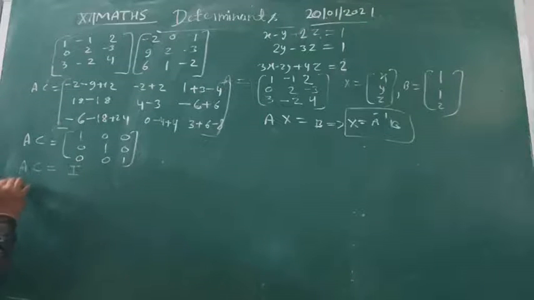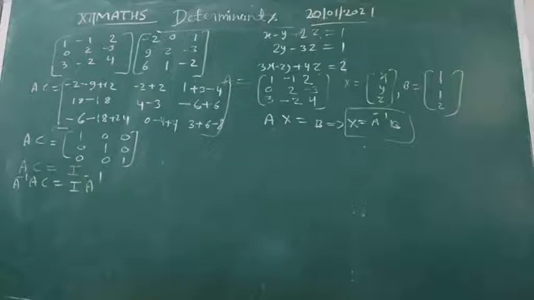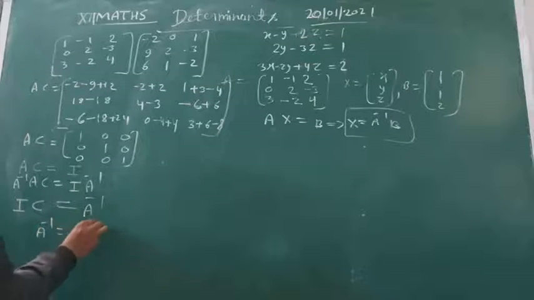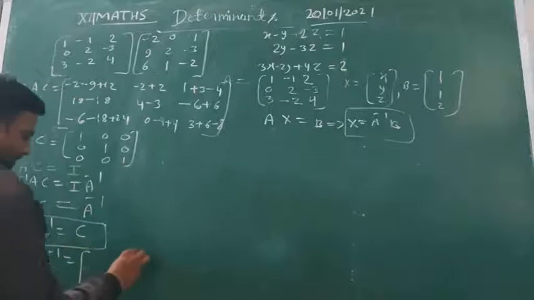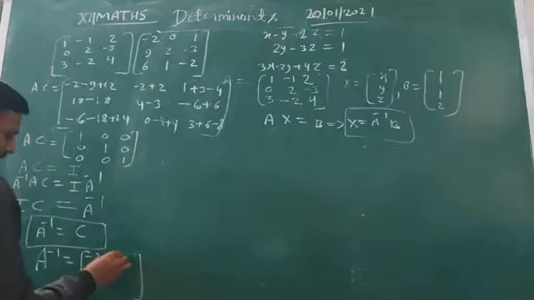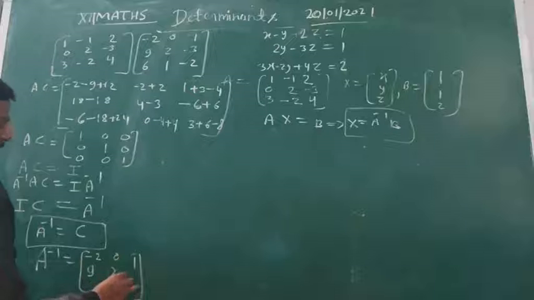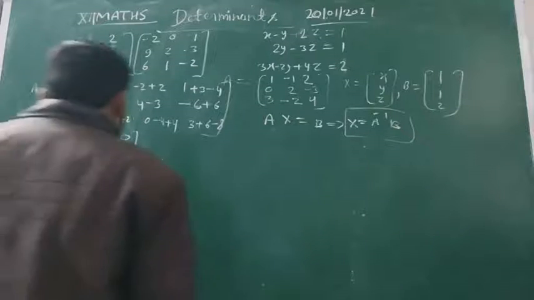Now we are multiplying both sides with A inverse, which gives A inverse AC is equal to I A inverse. When we multiply I with A inverse, we get A inverse on the right hand side, and A inverse A is identity. So our A inverse is equal to C. From here we get our matrix C, which is minus 2, 0, 1, 9, 2, minus 3, and 6, 1, minus 2. Okay, students, this is our A inverse.